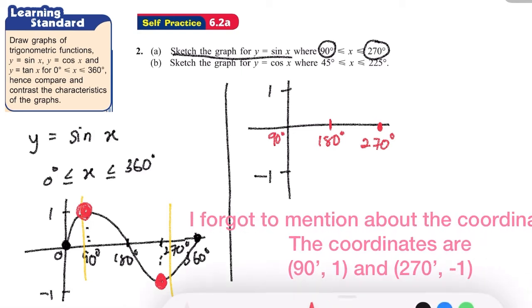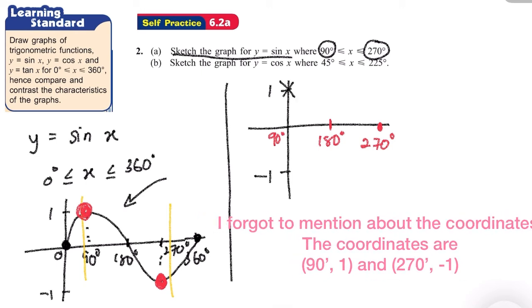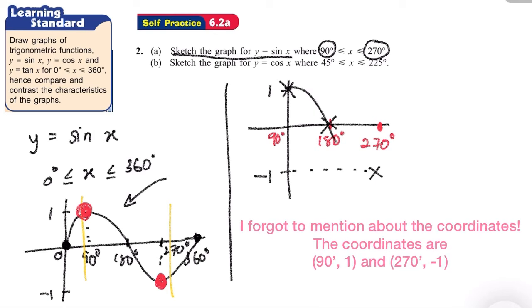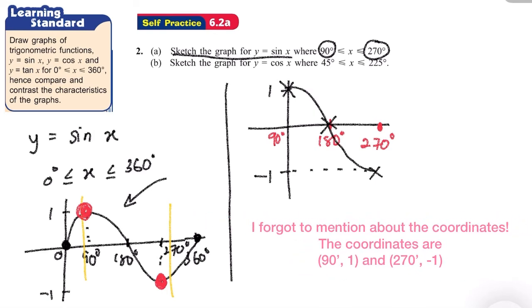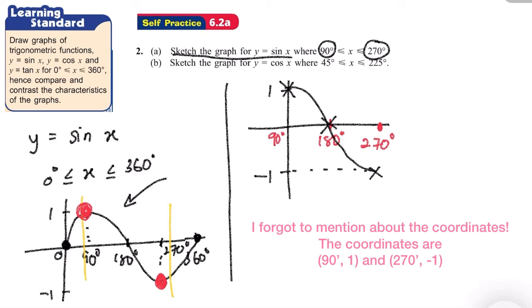So we still follow this graph. It goes down from here, the maximum value, then it intercepts at 180, and then it ends here at the minimum value. So that is our graph for y equals to sin x, where x is more than or equal to 90 degree and less than or equal to 270 degree.